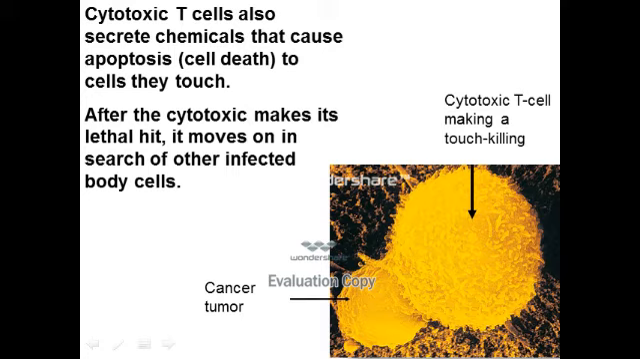Cytotoxic T cells also secrete chemicals that cause apoptosis. That's a technical name for cell death. And they not only destroy antigens, but will keep our body clear of cancers.